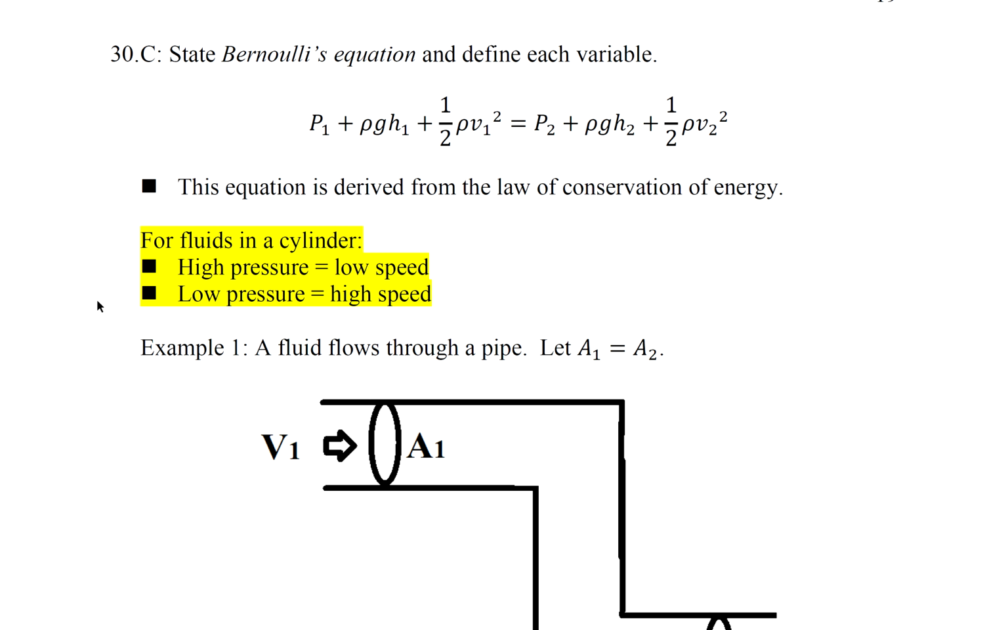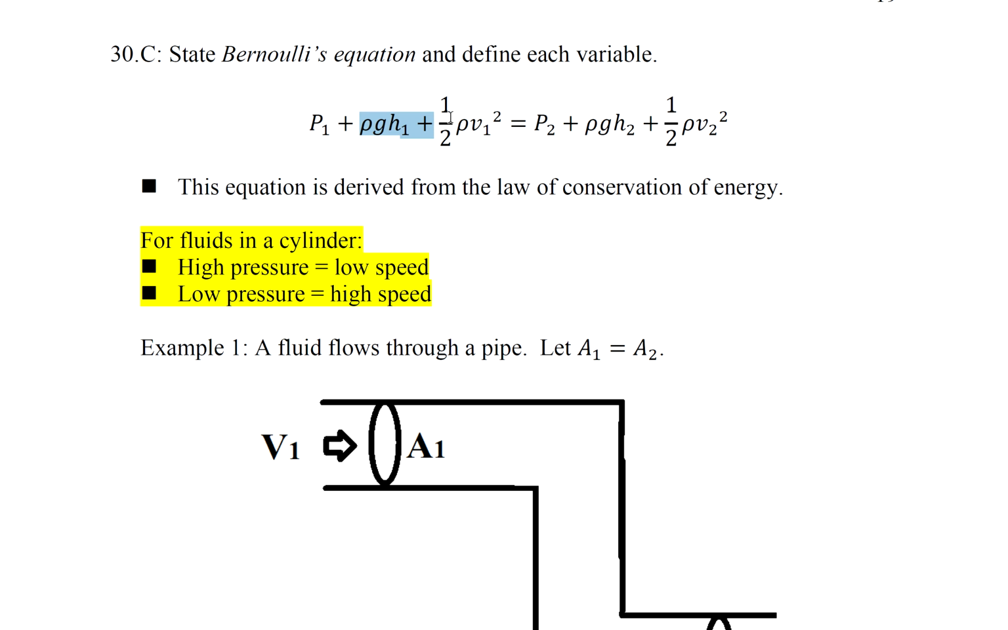Question 30. State Bernoulli's equation and define each variable. This kind of looks like the law of conservation of energy, yes? Instead of mgh, we have rho gh. That means we divided this by volume. So mass per unit volume is rho. Instead of 1/2 mv squared, we have 1/2 rho v squared.